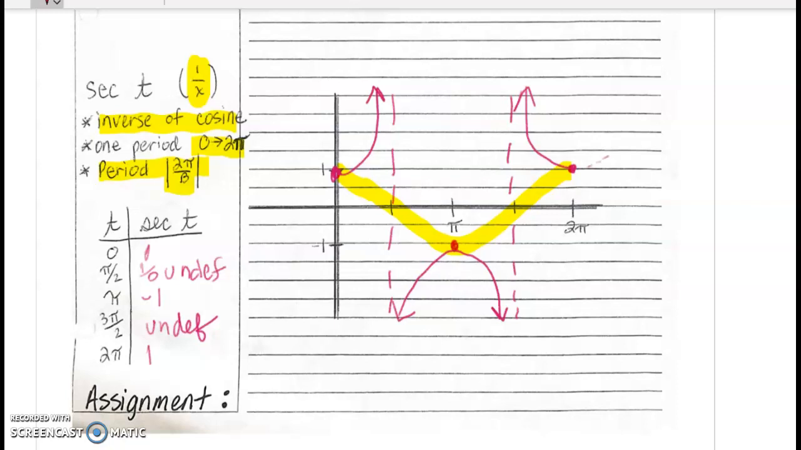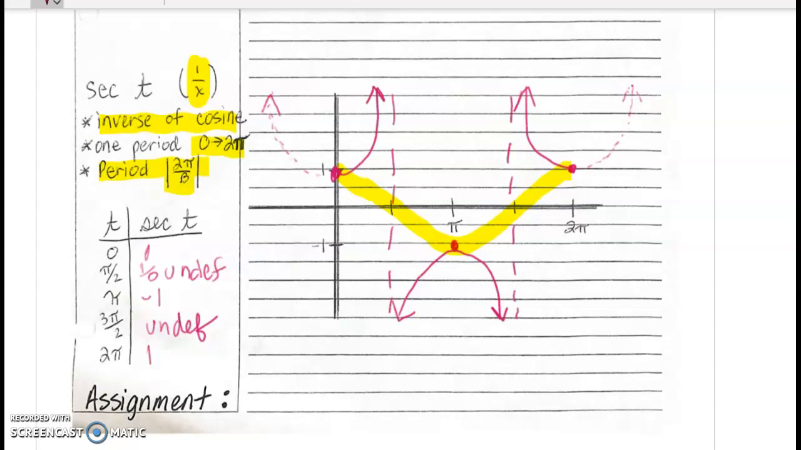But realize these really do continue like this. They don't just end there, but I just wanted us to see at least one period of secant. So just realize they continue. Okay, maybe that was a little fast. I'm sorry. Good news is you can pause me and go back and re-listen or rewatch any part you missed.